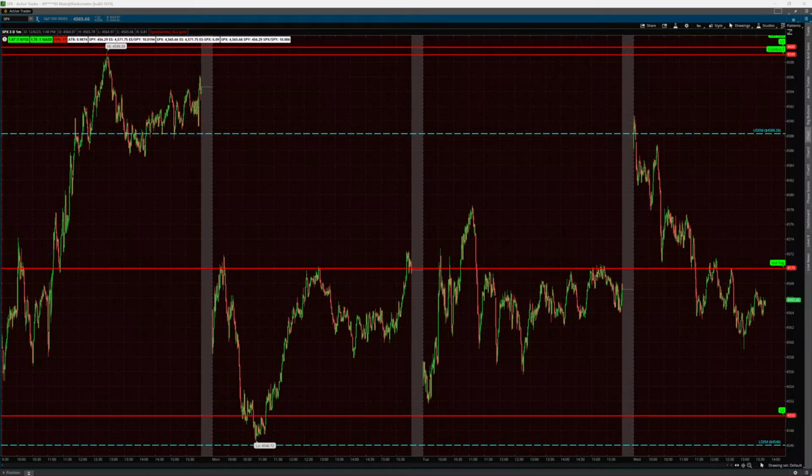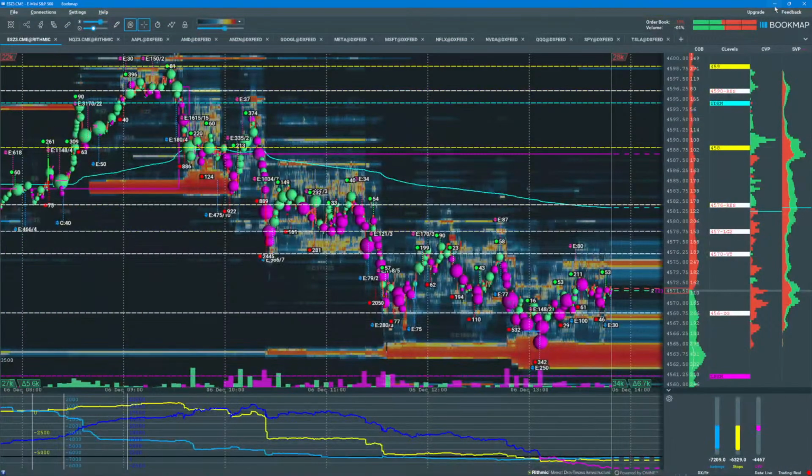And here's that 4,570 volatility trigger, after price moves lower, acting as resistance. All right, let's take a look at Bookmap now.